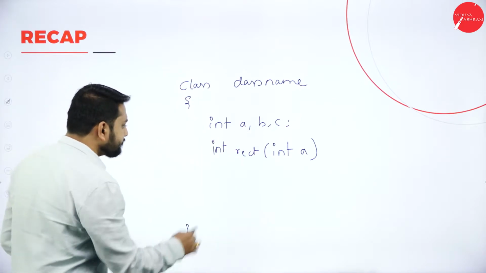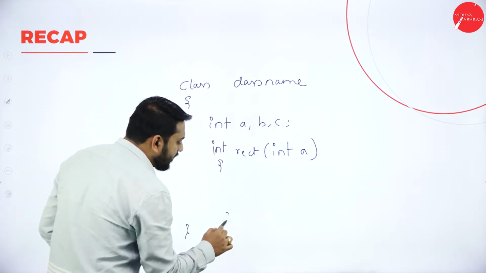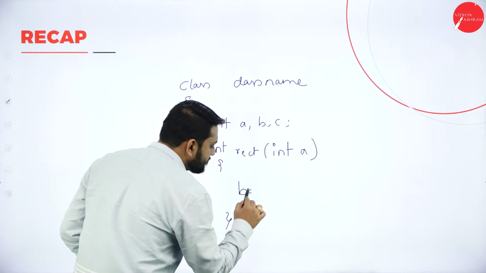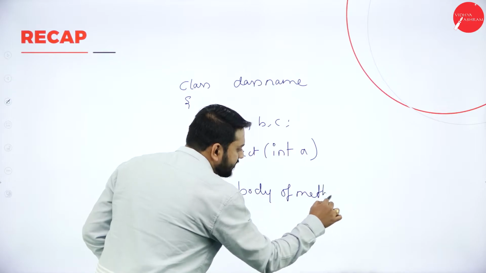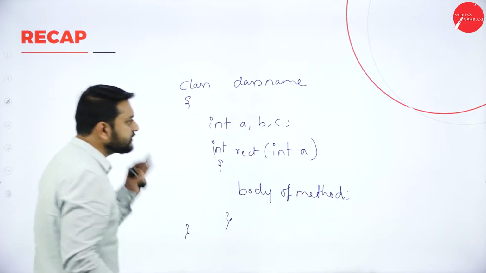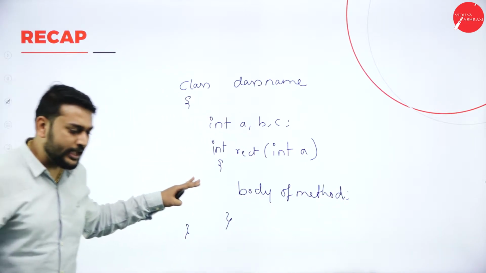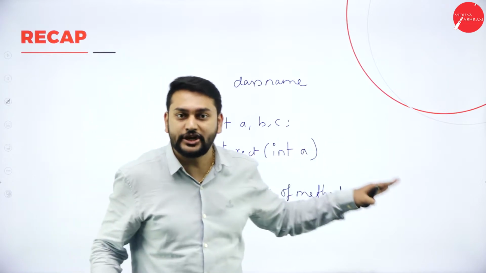After that, I'll open the flower bracket and close the flower bracket. This is what I will call the body of the method. That's what you need to remember here. So this is the general syntax that we discussed in the last session.